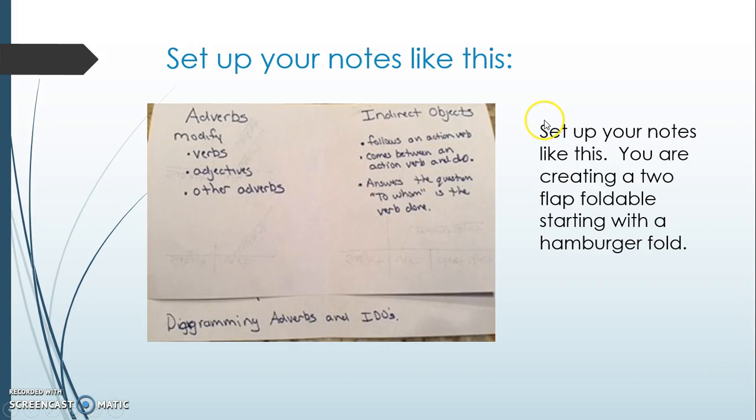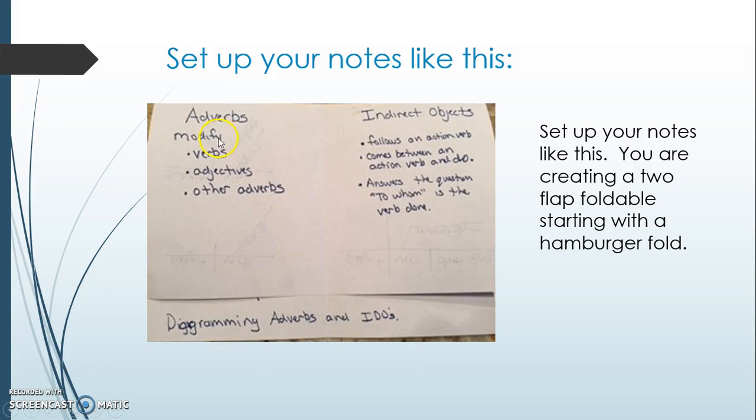All right, so you are going to be making a 2-flap foldable. I want you to turn your paper portrait style, and then I want you to fold it down, a hamburger fold, and then you're going to cut it down here. I didn't cut mine, but I will later. And then you're going to label it diagramming adverbs and IDOs.